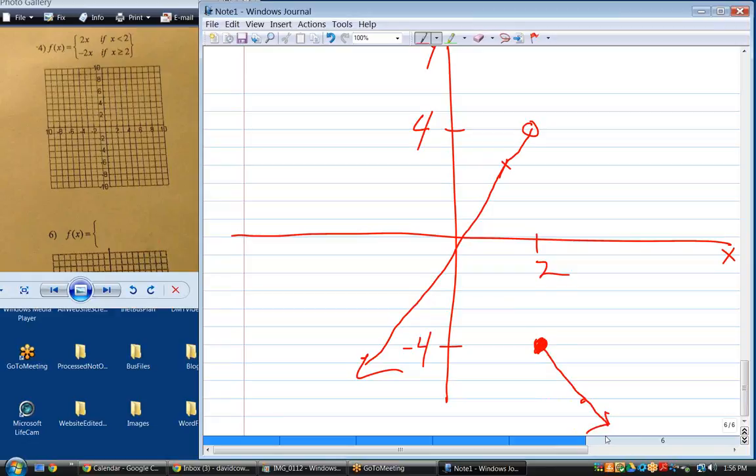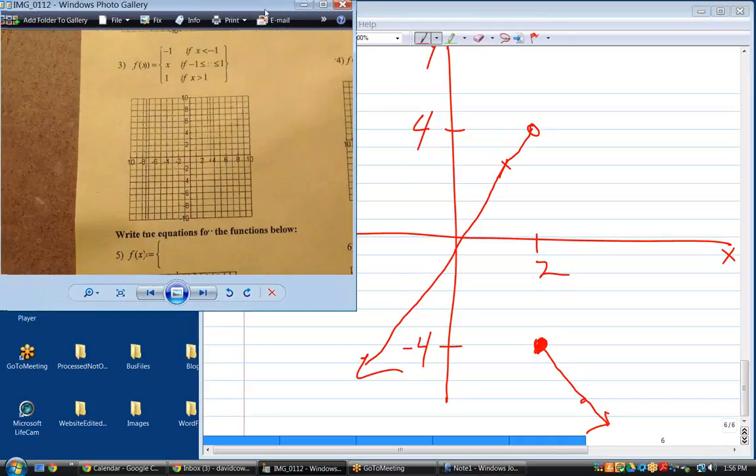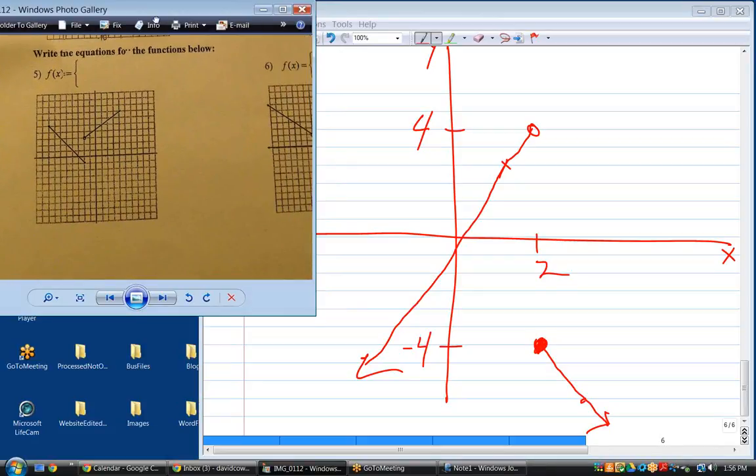And this graph is not continuous, because I couldn't draw it without picking up my pencil. Now, had this ended up starting up here and going down like that instead, I would have eliminated my open circle altogether, because it would have been continuous. And when it's continuous, you don't make an open or a closed circle. You only do that when it's not continuous. All right. Because that's continuous.